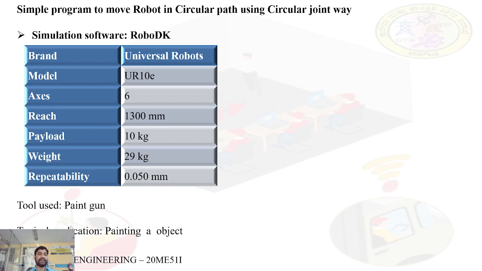The tool used is a Paintgun. The application is painting the particular given object. So in order to discuss this program, I will directly move to the RoboDK software, so that it is much easier to discuss. So I will go to the RoboDK software.